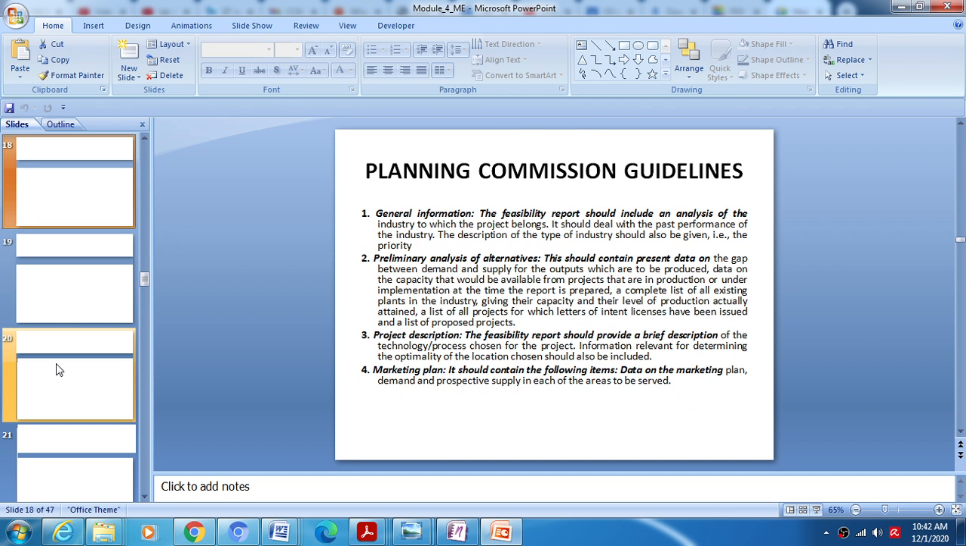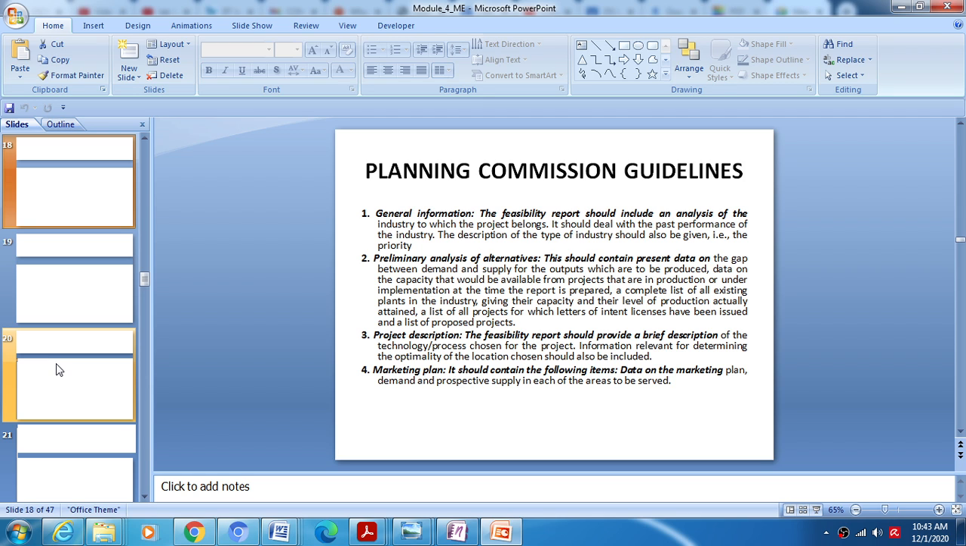Right. The next one is planning commission guidelines. There are certain guidelines that have been given by the planning commission for formulating the project report, or for formulating the contents of the project report. So let us see one by one.